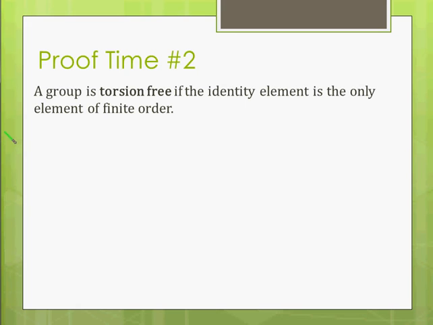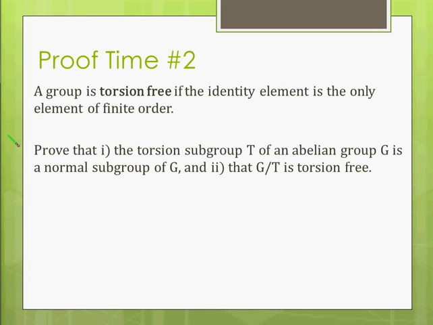So here we got the second proof. This time we got a torsion-free group. Okay, I'm just going to stop talking and actually read what I wrote. A group is torsion-free if the identity is the only element of finite order. What we're trying to prove is that the torsion subgroup T of an abelian group G is a normal subgroup of G, and G mod T is torsion-free in this case.